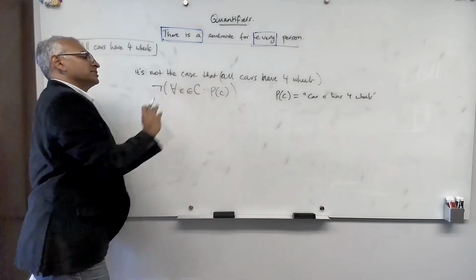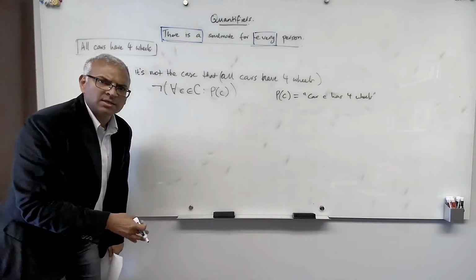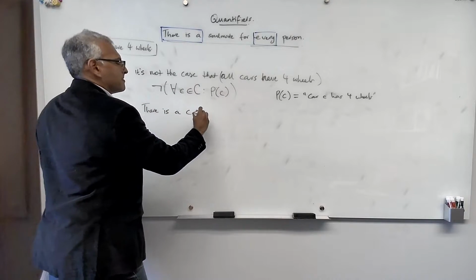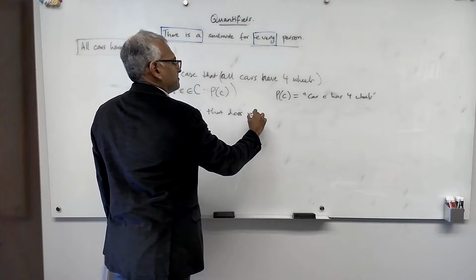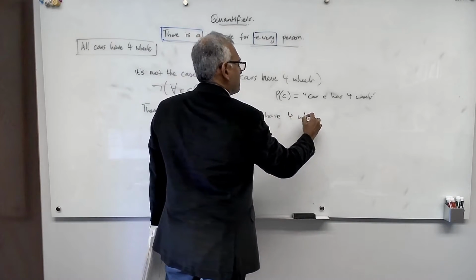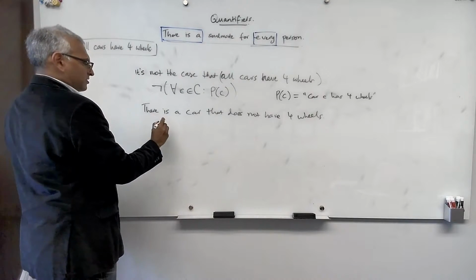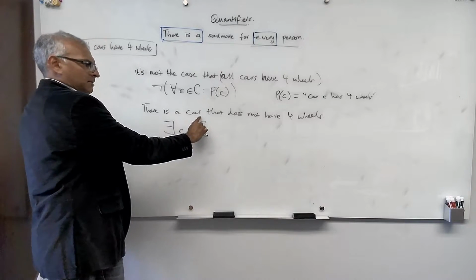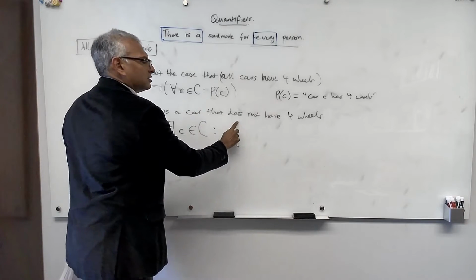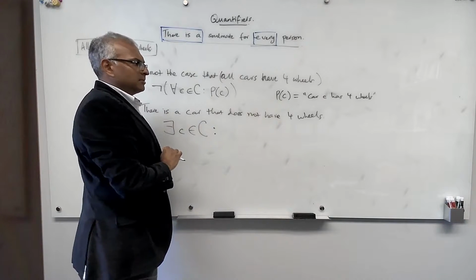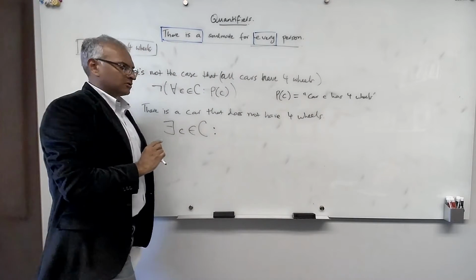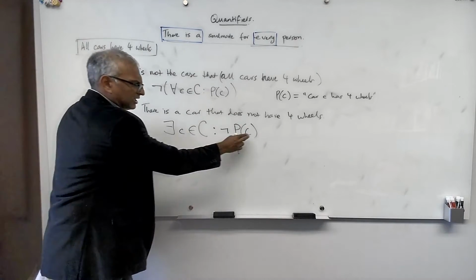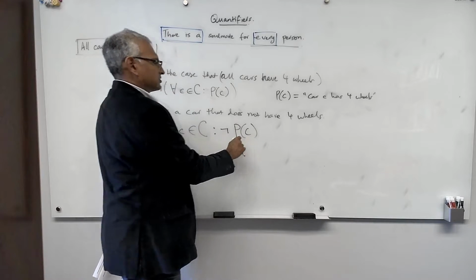What is this saying? If it's not the case that all cars have 4 wheels, it means that some car does not have 4 wheels. So there is a car that does not have 4 wheels. So there exists a car in the set of cars C such that the car does not have 4 wheels. What does that mean? That means that I can assert the negation of P of C, such that the negation of P of C is true. It's not the case that car C has 4 wheels.